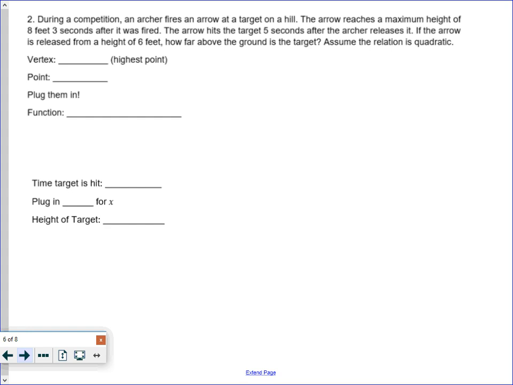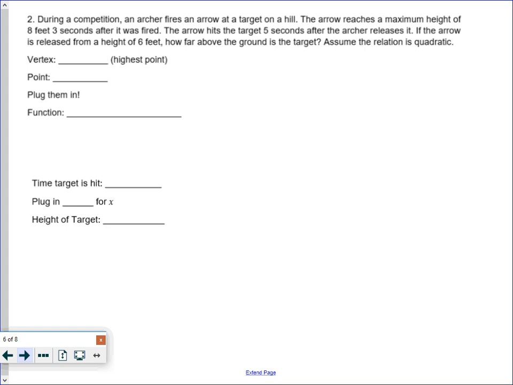During a competition, an archer fires an arrow at a target on a hill. The arrow reaches a maximum height of 8 feet 3 seconds after it was fired. So 3 seconds after he fired it, it reaches a maximum of 8 feet. The arrow hits the target 5 seconds after the archer releases it. If the arrow is released from a height of 6 feet, how far above the ground is the target? We're going to assume the relation is quadratic.